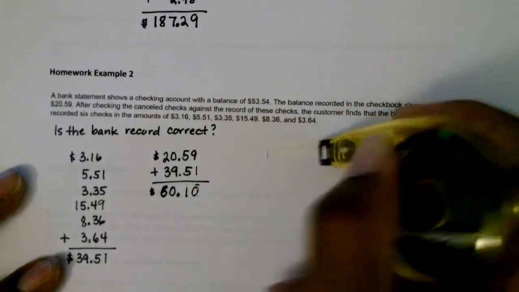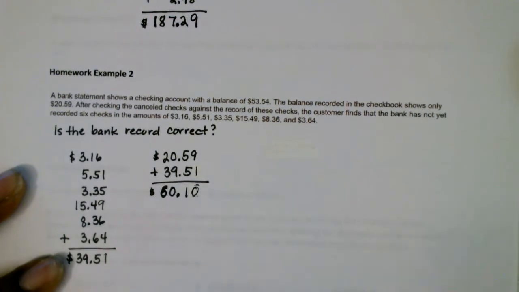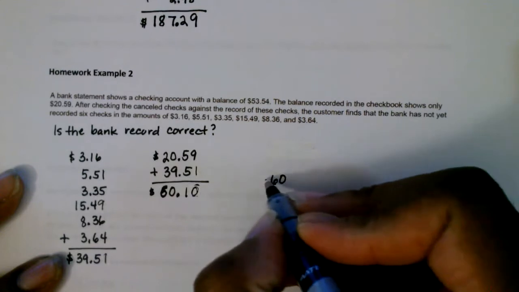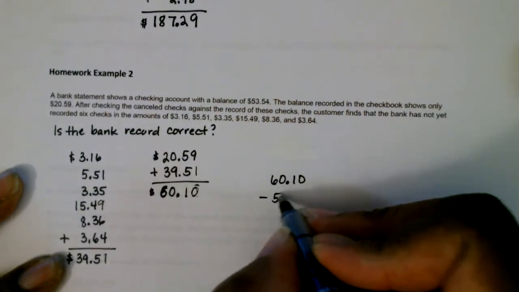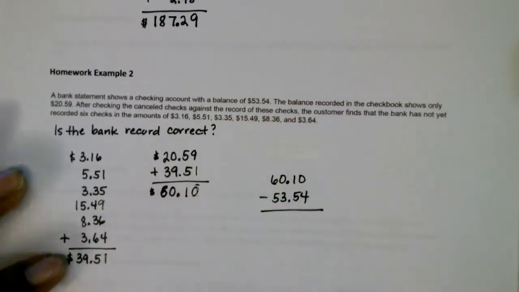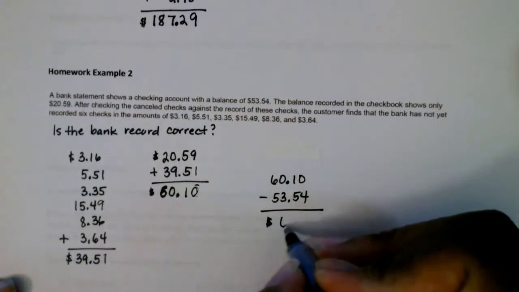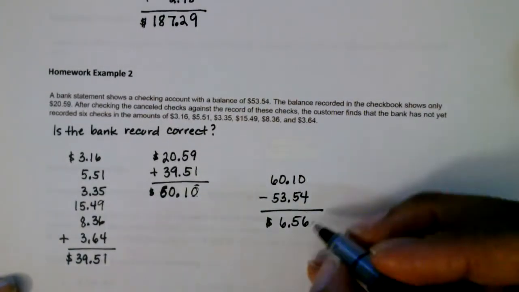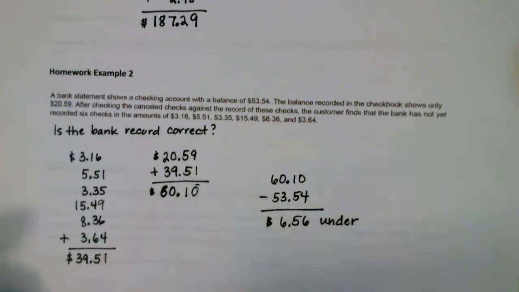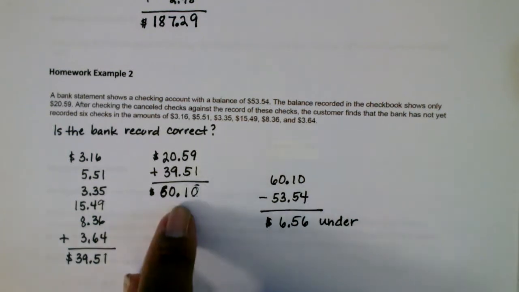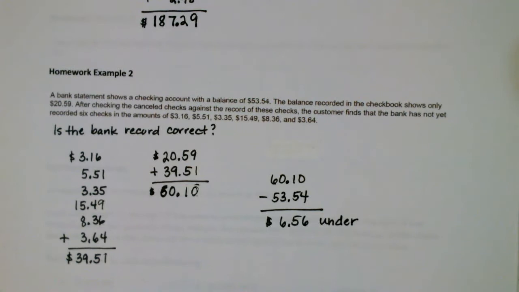So now that $53.54 is different from the amount in the checkbook, I need to subtract $60.10 minus $53.54. Okay. So $60.10 minus $53.54, that's $6.56. Which means that the bank is under by that amount, $6.56. Okay, because the amount that's in the checkbook is more than the bank statement. Okay.